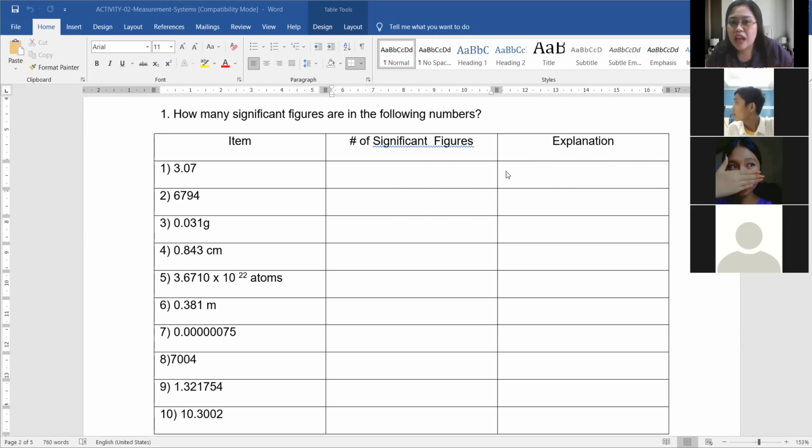Kung unsa ang rule or rules nga nag-apply nganong nakaingon ka, for example, imong answer. This is just an example. Example, imong answer sa number 1 kay 3. So i-explain nimo diri using the rules nga imong na-research nganong 3 ang answer sa number 1. Nganong tulo ka buok ang significant figures sa number 1. Klaro ba? Any questions sa first part?